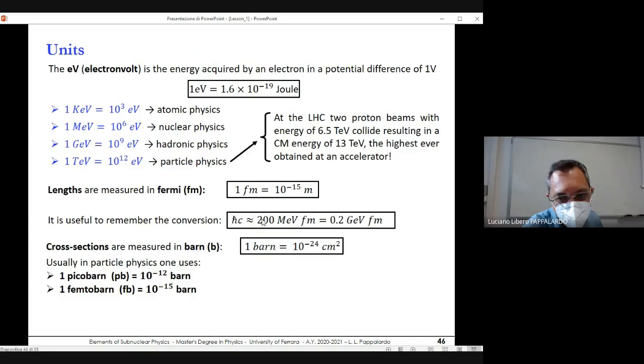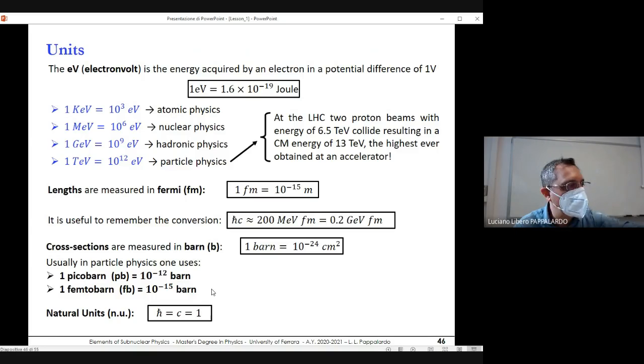About cross-sections, you know that cross-section is measured in barn, and 1 barn is 10 to the minus 24 square centimeters, which is an incredibly high cross-section. So we will, of course, work with submultiples. The picobarn, which is 10 to the minus 12 barn, and the femtobarn, which is 10 to the minus 15 barn, are typically used in elementary particle physics.